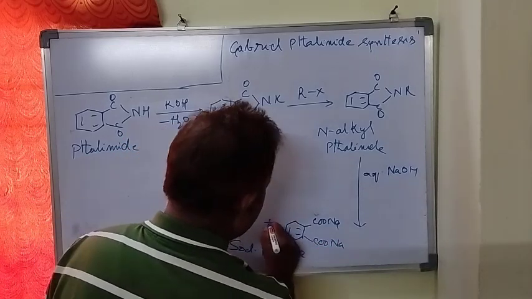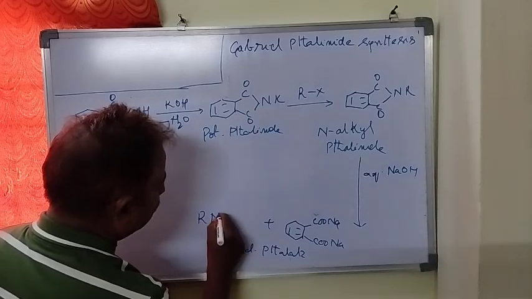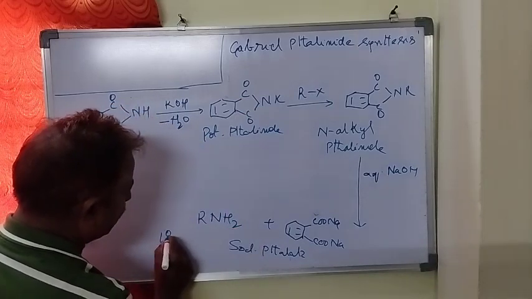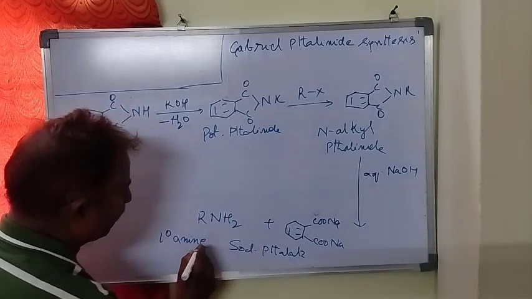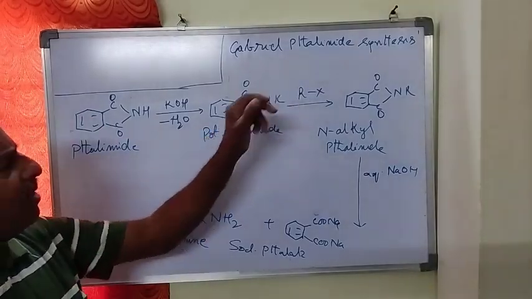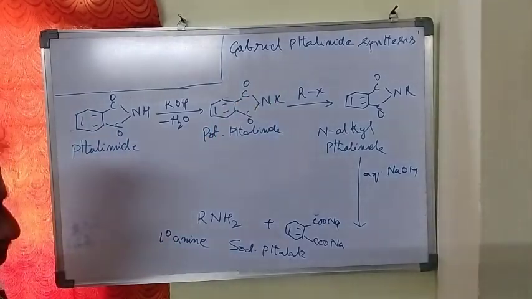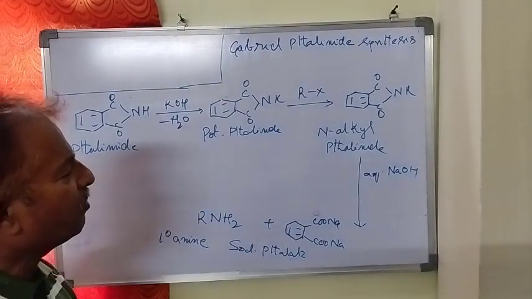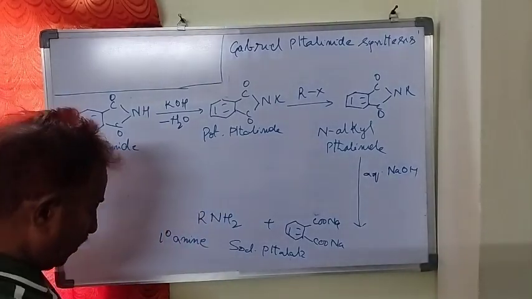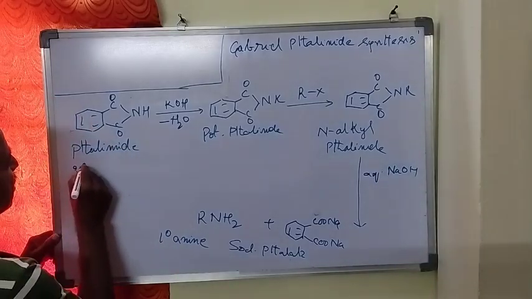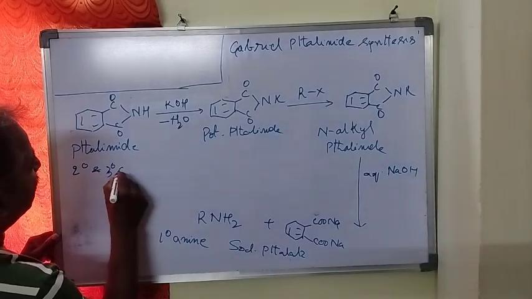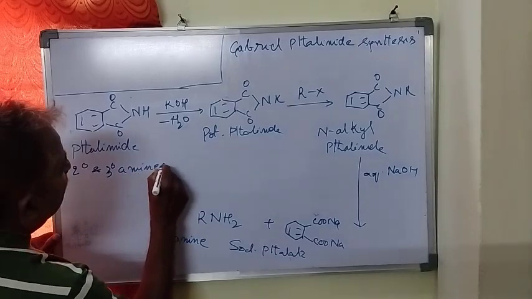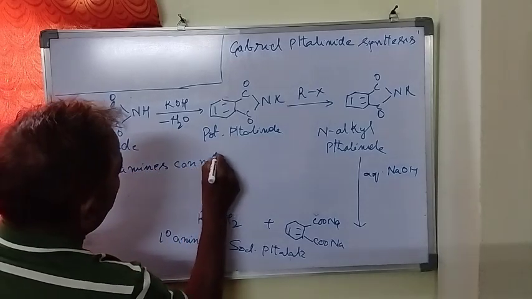So our product here is RNH2. This is a primary amine. So here in this Gabriel phthalimide synthesis we get only primary amine. Therefore this is the best method for the preparation of primary amines. Now here secondary and tertiary amines cannot be prepared.